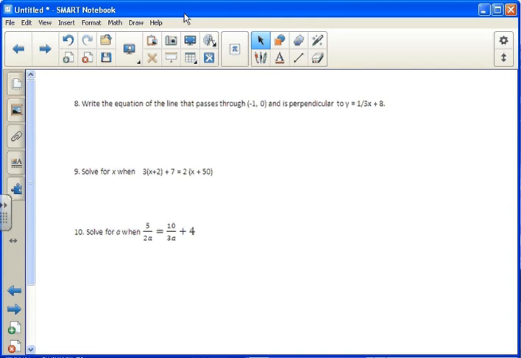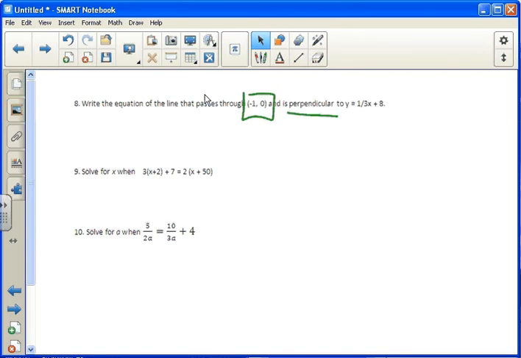Write the equation of the line that passes through (-1, 0) and is perpendicular to y equals 1/3 x plus 8. Whenever you write the equation of a line, you need two things. You need a point and a slope. As you can see, I marked the point they gave us. Now, they didn't explicitly tell us the slope, but they gave us information we can use to find the slope.